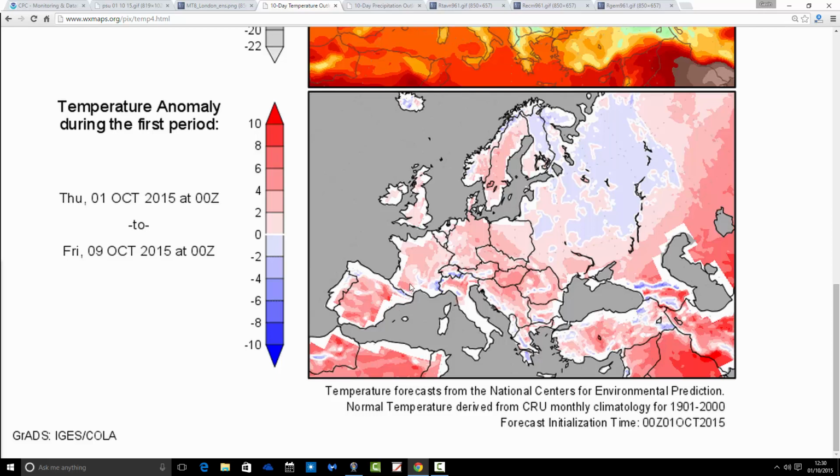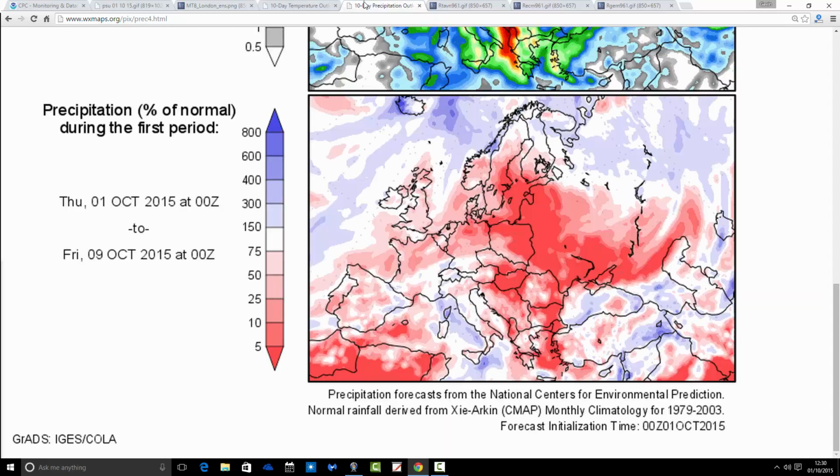Temperature anomaly from the 1st to the 9th of October, looking warmer than average. Notice it's going a bit cooler in western parts of Russia. These will trend colder, I think, over the next few days to the northeast of Europe. Precipitation anomalies from the 1st to the 9th coming out drier than average. Maybe a little bit surprising. I would expect that to be a little bit wetter than that. But anyway, it's showing drier than average for the coming week.